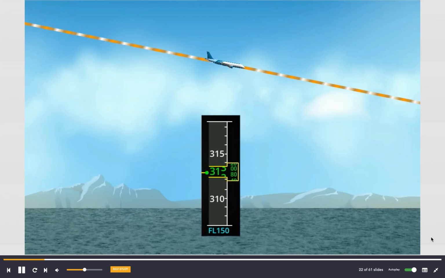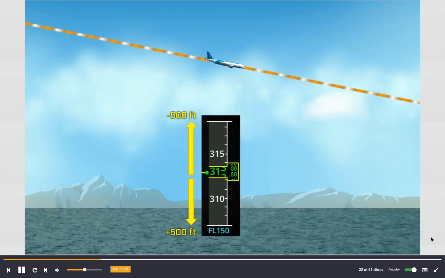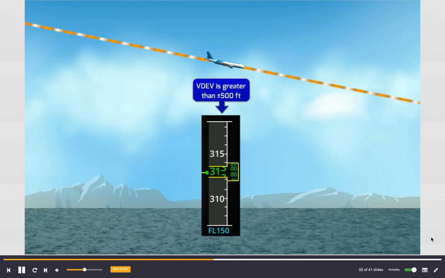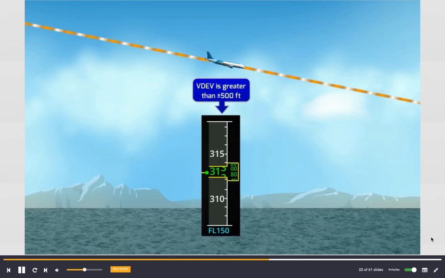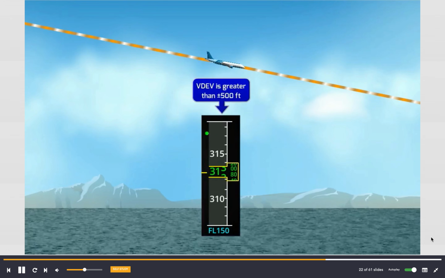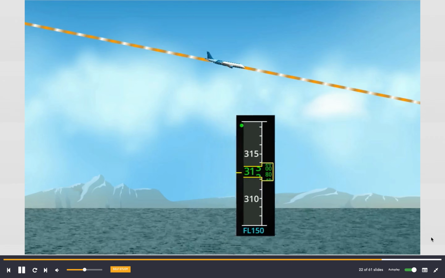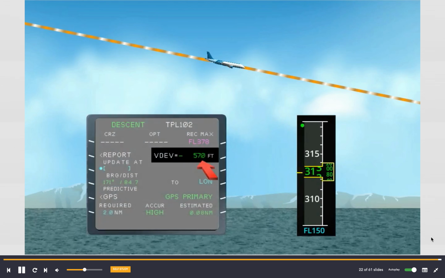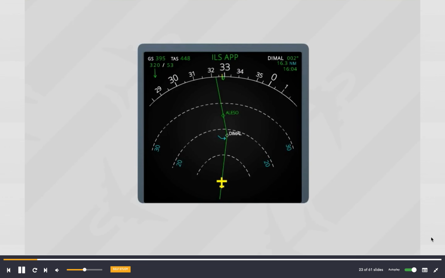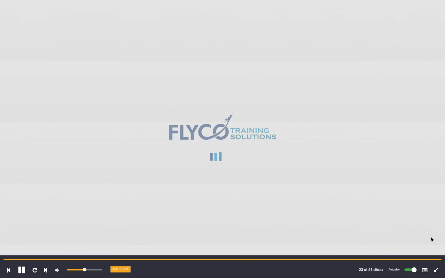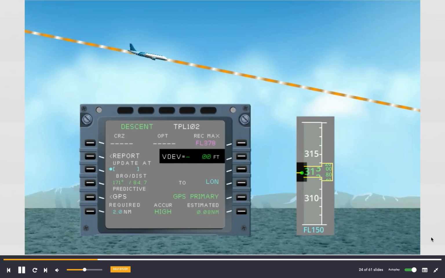On the primary flight display, the range of vertical deviation indication is plus or minus 500 feet. If the deviation is greater than 500 feet, symbol stays at the upper or lower range limit. The exact value is displayed in the progress page. Position of off-level indicated by a blue arrow on the navigation display provides another means of descent monitoring. The aircraft is considered to be on the vertical profile when it is within 50 feet of it.